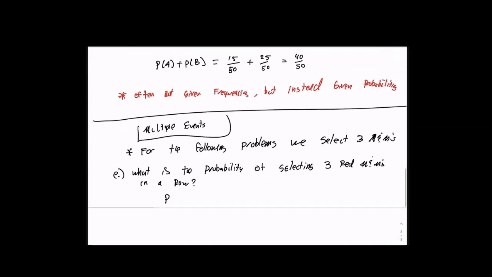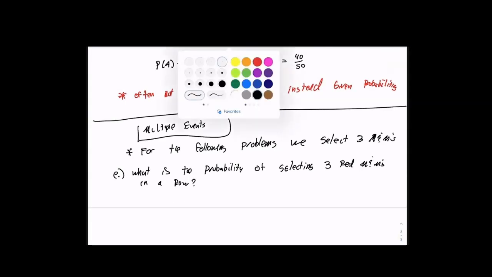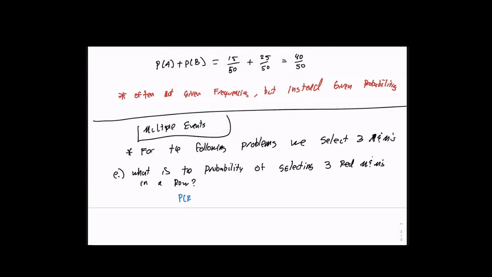So we want to know what's the probability that we get a red, a red, and then a red. A red, red, and a red. Well, this is a multiple event. So when we think multiple events, most of the time we need to think about multiplication. All right? Multiple events, multiplication.